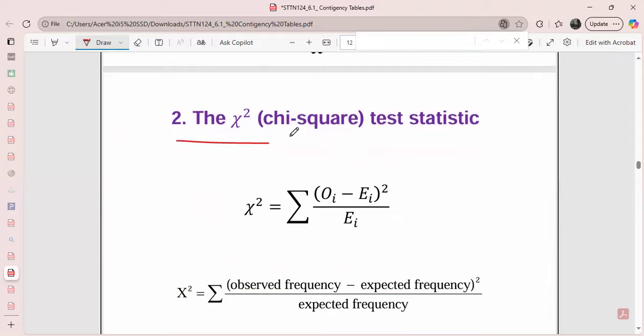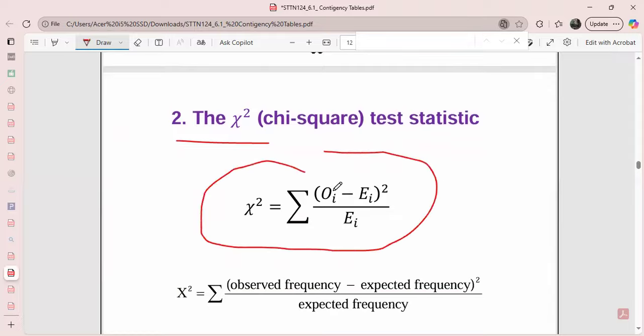This is the formula that you are going to use. X squared is equal to this thing, OI, which stands for observed frequency. The EI stands for expected frequency, divided by the EI, where the EI is expected frequency. So remember I said you'll always be given the observed frequency. The only thing that you need to find is expected frequency.